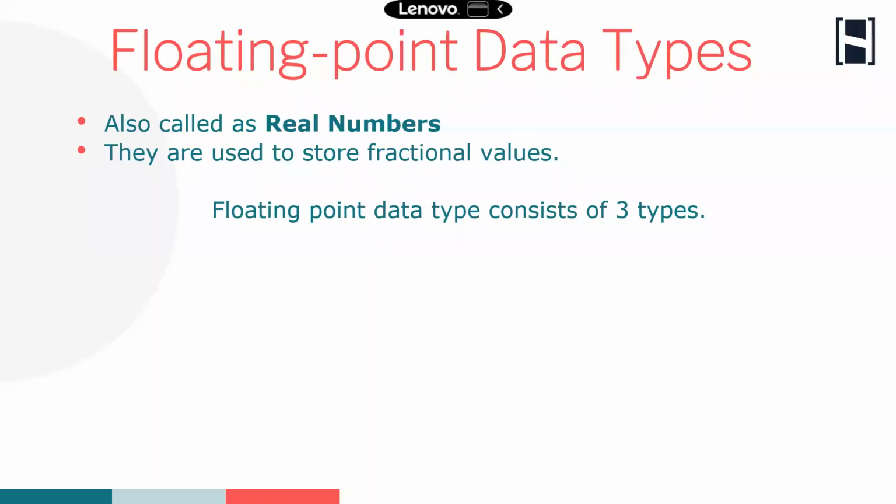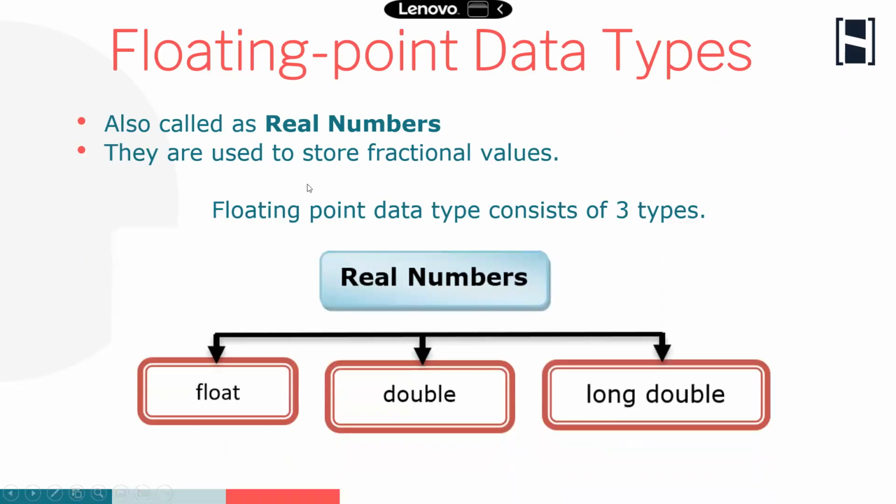The third category is our floating point data type, or what we call real numbers. That is, numbers with a fractional or decimal value. Salary, marks, all these things may have a fractional value also. I can say my percentage is 82.5, 82.3, so with some fractional or decimal values. For that, I have the floating point, or what we call real numbers. So totally three types are available, right? Float, double, long double.